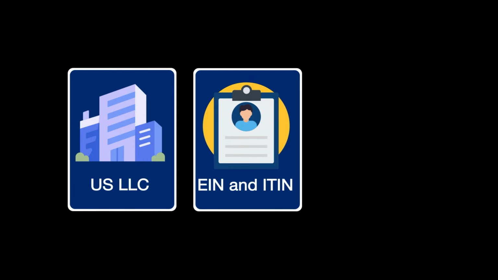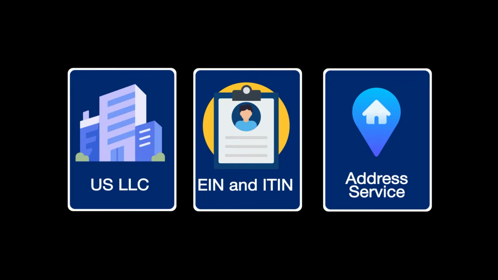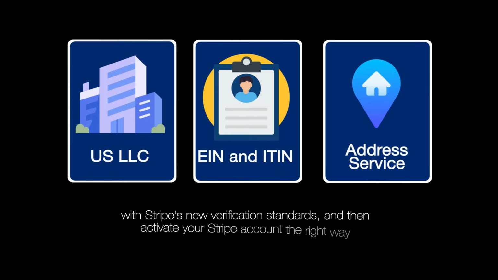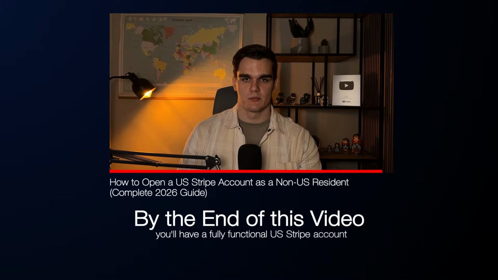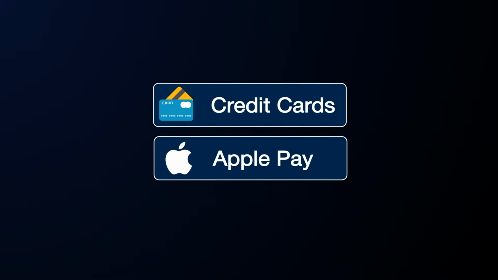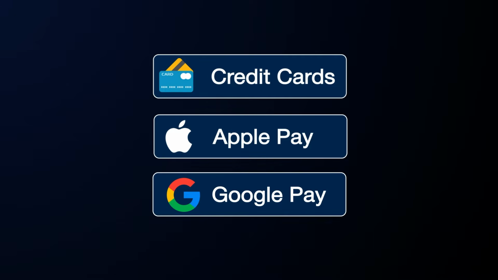So what we're going to do today is set up a proper US LLC, get both an EIN and ITIN, and use an address service that actually works with Stripe's new verification standards, and then activate your Stripe account the right way. So by the end, you have a fully functional US Stripe account that can accept credit cards, Apple Pay, Google Pay, and all the other payment methods. Plus, you have lower transaction fees compared to most international payment processors. So let's start by looking at the requirements.